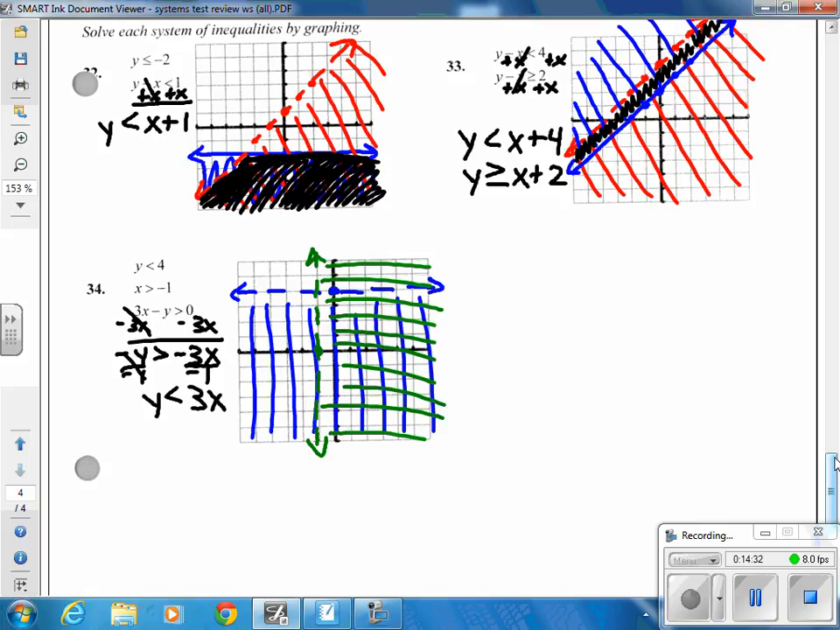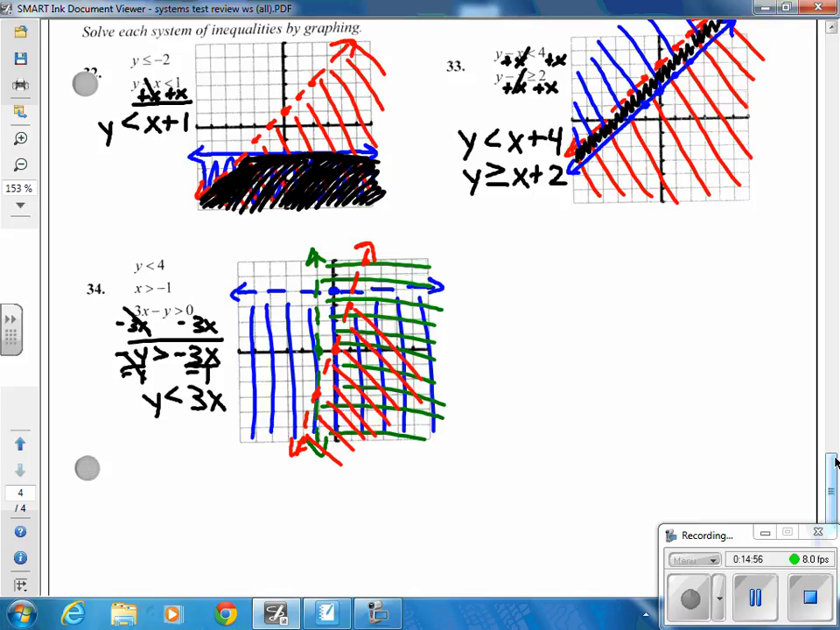All right, y is less than 3x. The y-intercept is the origin. It goes through 0, 0, and then it's rise 3, run 1. Rise 3, run 1. So this is a slanted line. Okay, and because it is less than, you're going to have to dash it. So I should see the dash marks through your line. And because it's less than, you're going to shade on the underneath side.